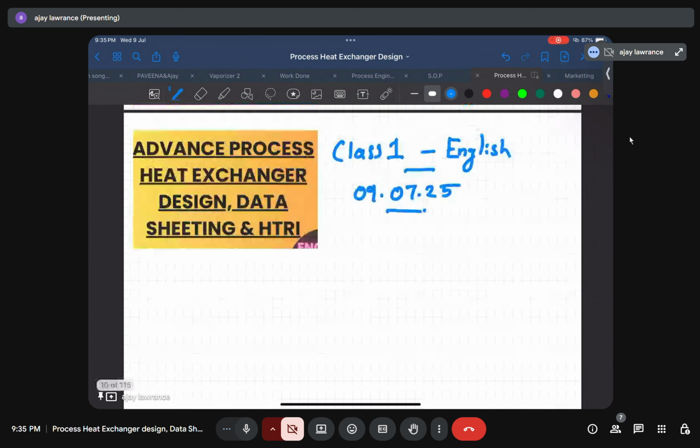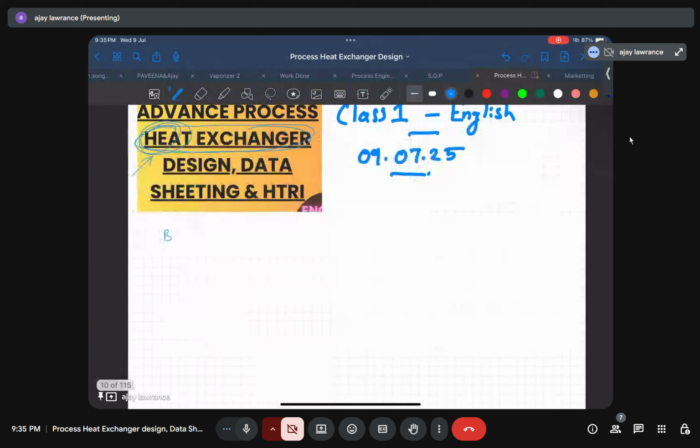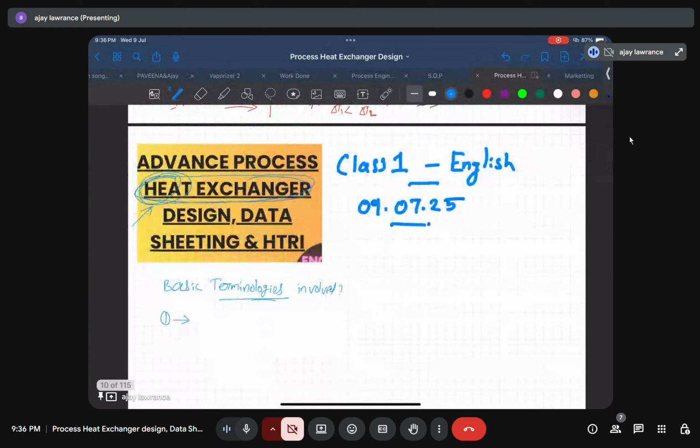So for the heat exchanger, or for the heat, what are the basic terminologies that are there? That is my question. One second. So what are the basic terminologies involved? Open your mic.